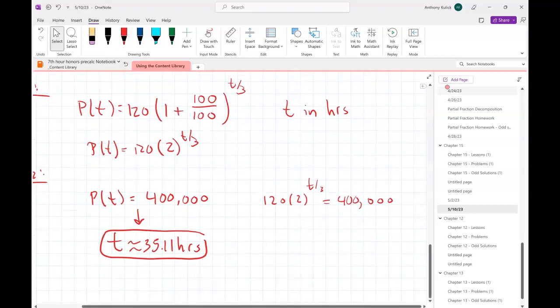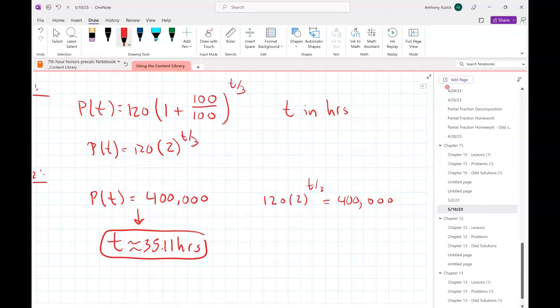So if I want to solve this equation, what's the first thing that I'd want to do? Not yet. So I want to follow the reverse order of operations. Divide by 120. Yeah, so the first thing I would want to do is divide by 120. Yep, because we have to get the exponential piece by itself. Exactly right. And obviously, 400,000 divides by 120.